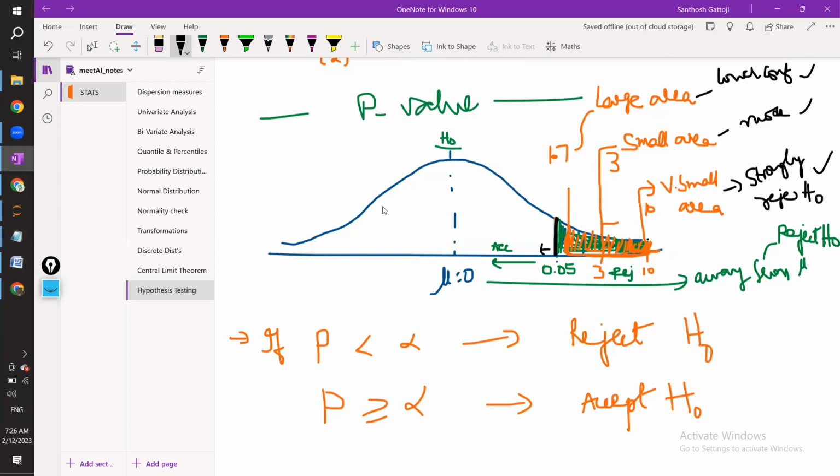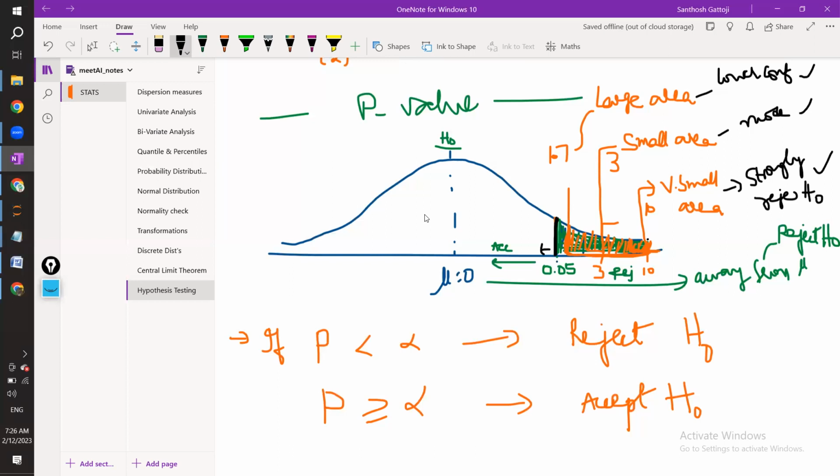Okay. Is this clear, guys? Everybody? Yes, Santosh. Any doubts? Any clarifications? Sirisha, you getting the concept? Yes, sir. Okay.